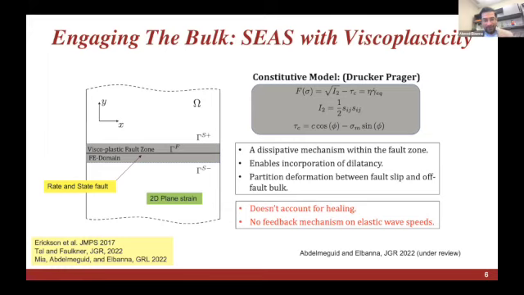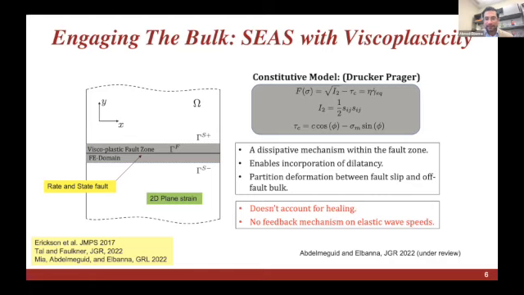I look forward to the discussion where we can discuss the merits and limitations of plasticity versus other damage mechanisms. But for the purpose of this talk, I would like to highlight that plasticity has some advantages. It's a dissipative mechanism. It enables incorporation of inelastic volume changes. And it's a simple tool to study the partitioning of deformation between fault slip and the inelastic bulk.